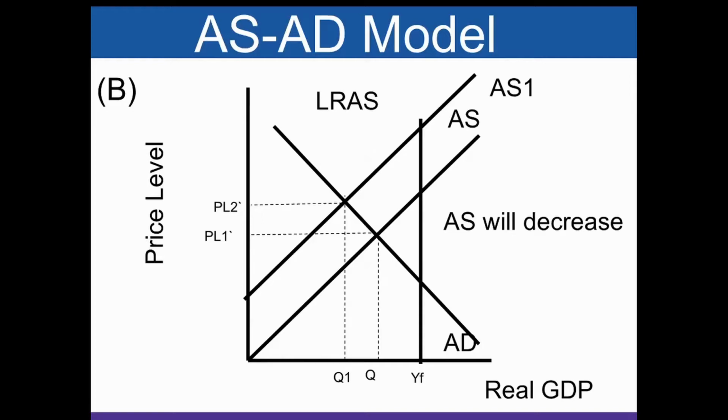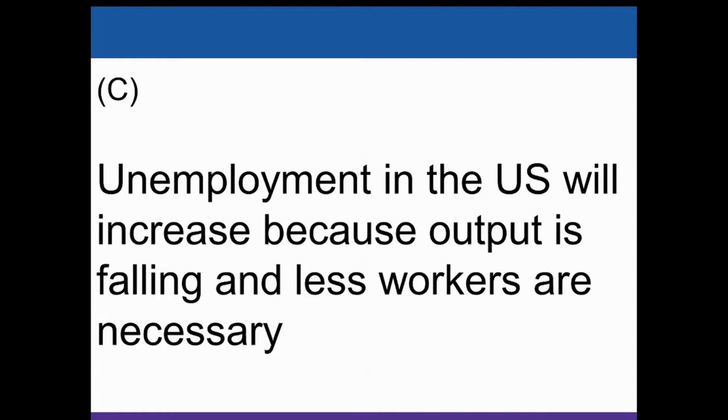All right, then it says, given your answer in part B, explain what will happen to unemployment in the United States in the short run. All right, so the answer to that, unemployment in the US will increase because output is falling and fewer workers are necessary. All right, now for the coronavirus test, you only need to do up to that part.